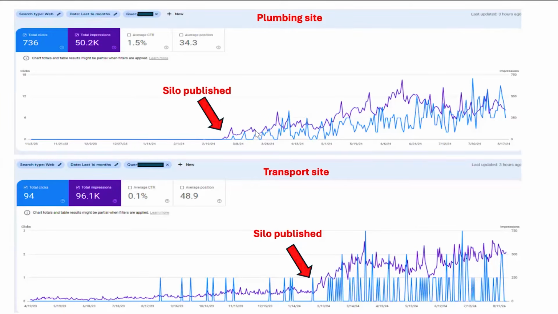So you can see here, I've blanked out the queries for obvious reasons, but there's the particular stuff that people are looking for. Yeah, you can see the jump. So on the plumbing site, it's basically nothing up to this point, and all of a sudden, bang, you're getting all the search volume. And the haulage site, the transport site, was getting some traction on this, but you can see it jumps from here.